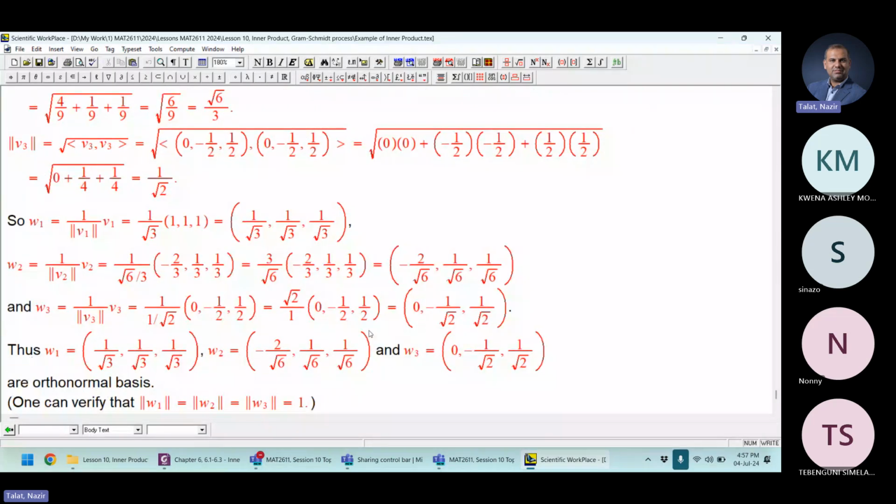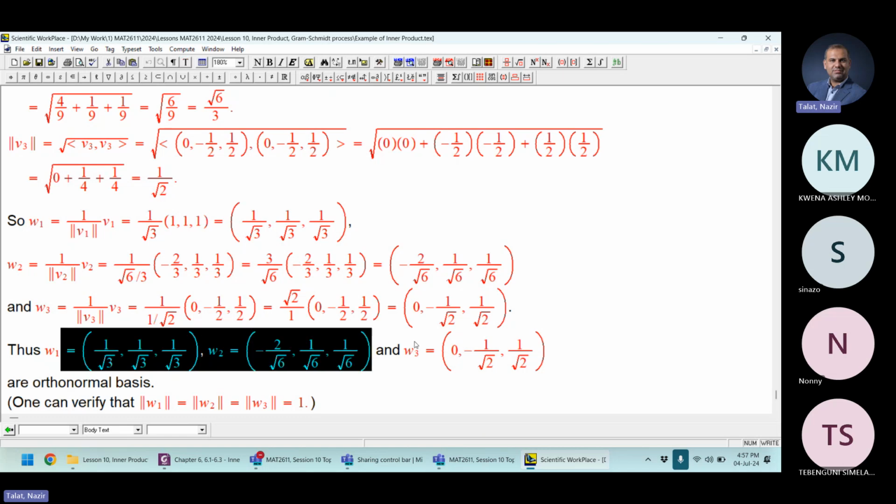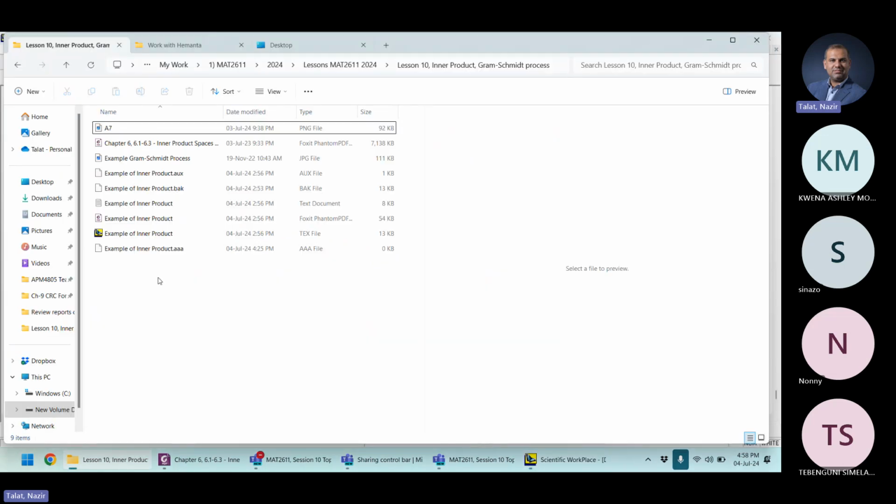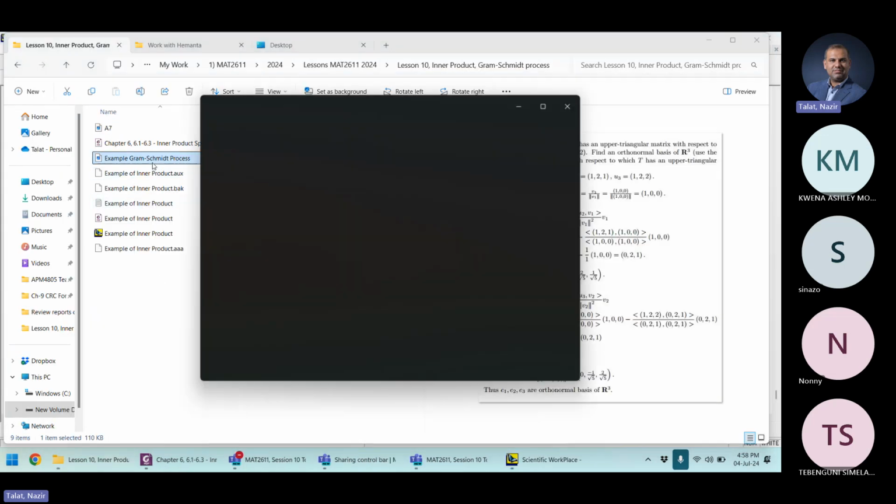And W1, W2, W3 have a good property: the product of W1 and W2 is 0, the product of W1 and W3 is 0, and the product of W2 and W3 is also 0. And moreover, if you compute their norms, the norms of all of them are equal to 1, meaning these are the orthonormal bases. So the Gram-Schmidt process allows us to obtain the orthonormal bases.